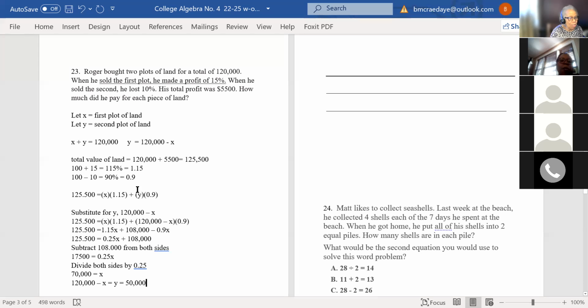Now you have two unknowns here, but from this equation, X plus Y is 120,000. Y is 120,000 minus X. So once you substitute that, you have the one unknown. So we just put our terms together, solve for our X, and we get X is 70,000. So if you know the price of one piece of land, then you can subtract from the total and get the price of the other piece. 70,000 plus 50,000 equals 120,000. Any questions on 23? No. Okay.